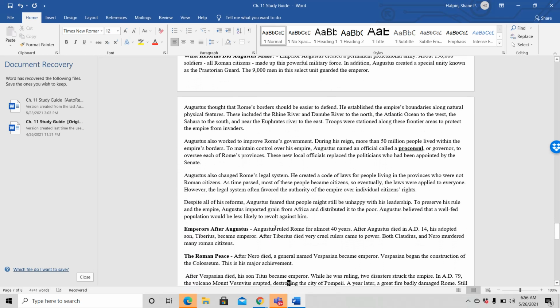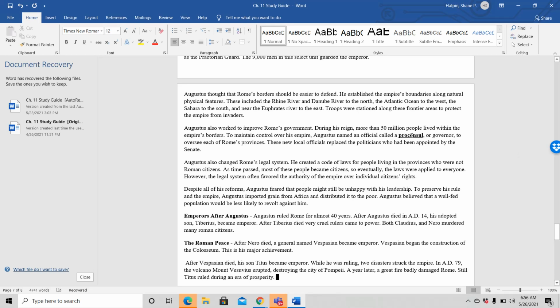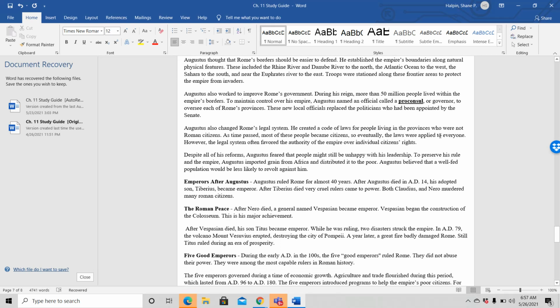In addition to that, he also created a position known as the Proconsul, which is just a governor to oversee each province. Guys, we've talked about this over and over. When an empire gets too big, it has to be divided up. And he did that. He also did two more things. More specifically, the next thing that he did is he created a legal system for the people who were not Roman citizens. And eventually, these laws applied to everyone because eventually everybody became Roman citizens in the empire.